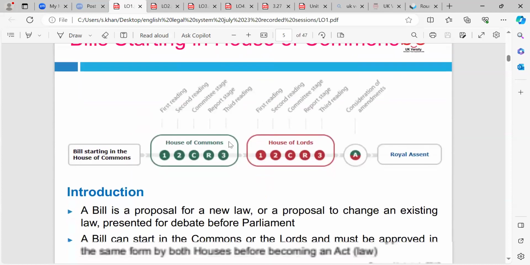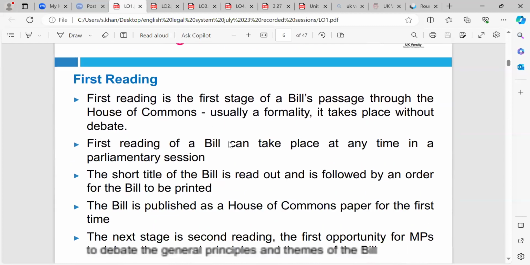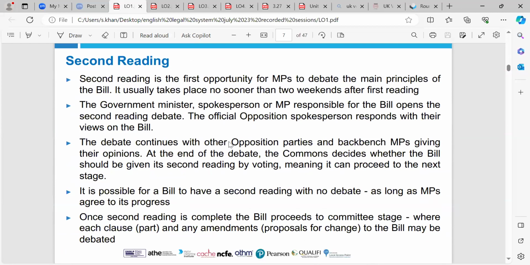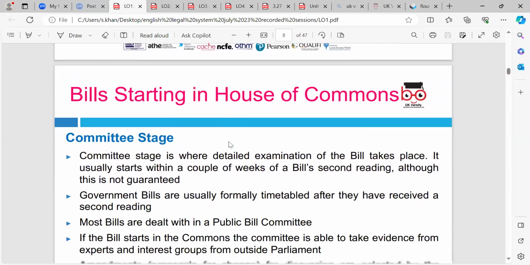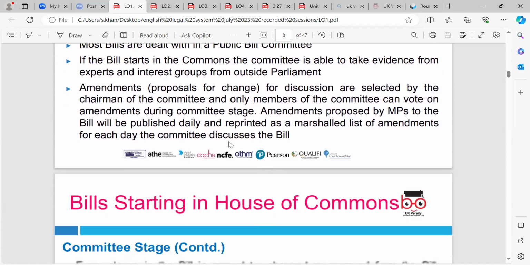So we looked at how a bill starts in the Commons. So first reading, we then went on to the second reading in the House of Commons, and this is where MPs want to debate the main principles and any sort of issues around the bill. We then went on to the committee stage, and this is a detailed examination of the bill. It starts with looking at the bill and any sort of proposals or changes that need to be made.